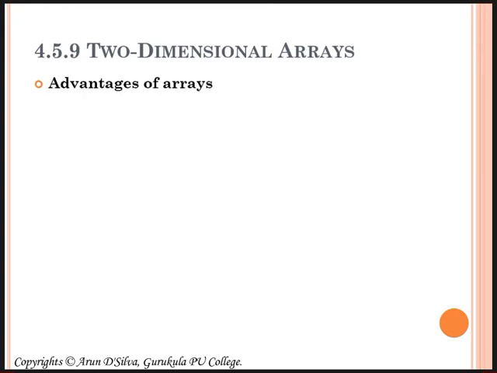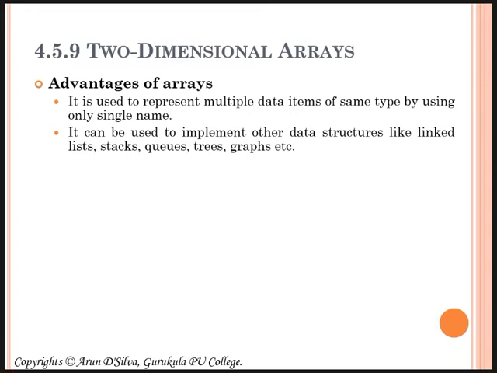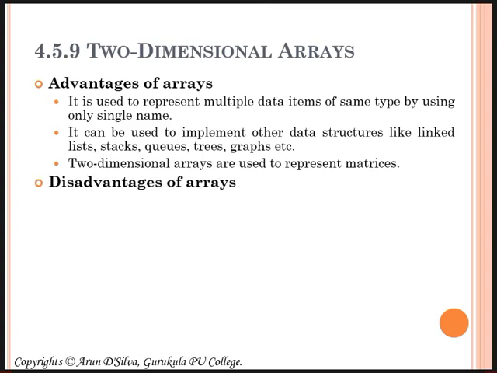Going with the advantages of array, the first advantage is it is used to represent multiple data items of the same type by using only a single name. It can be used to implement other data structures like linked list, stack, queues, trees, graphs. This is one more advantage. Two-dimension arrays are used to represent matrices. So these are the advantages if you're going for an array.